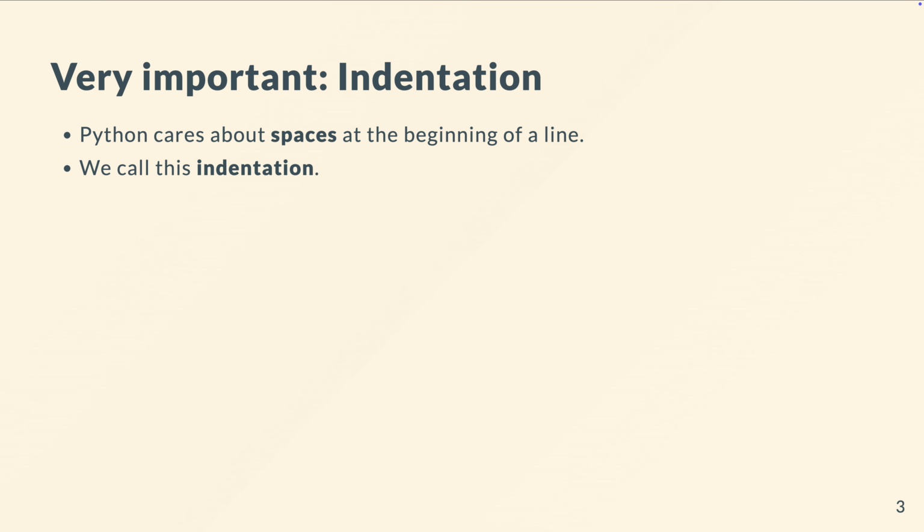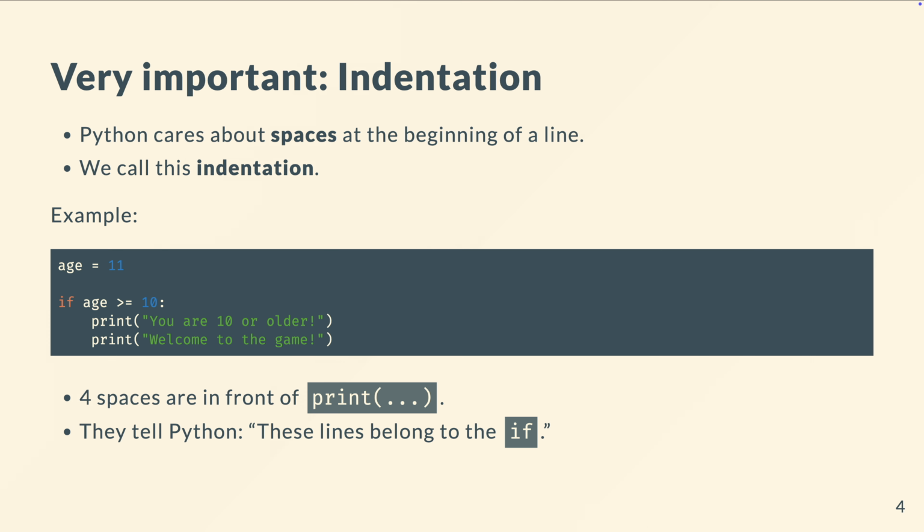Now, something very important in Python: indentation. Indentation means spaces at the beginning of a line. Python cares about these spaces. The spaces tell Python which lines belong together. Let's look at the example code.